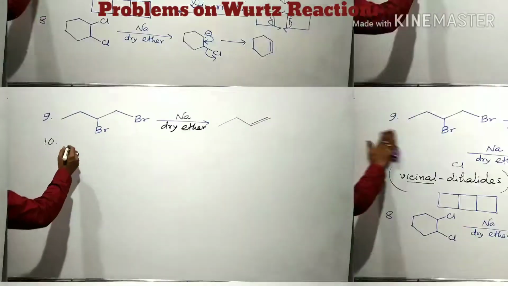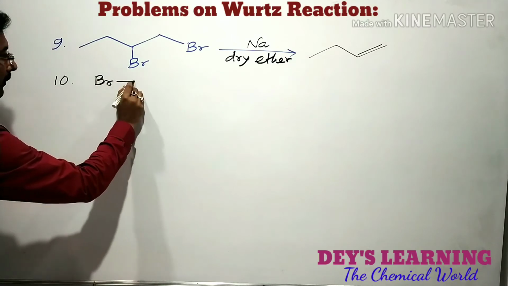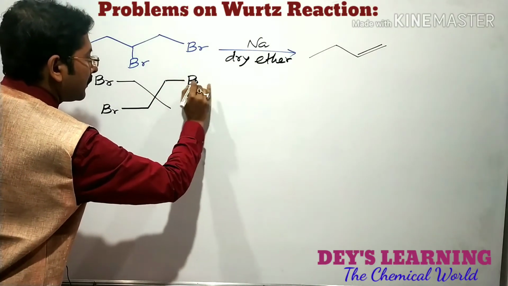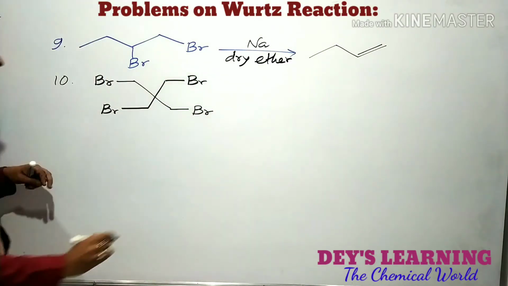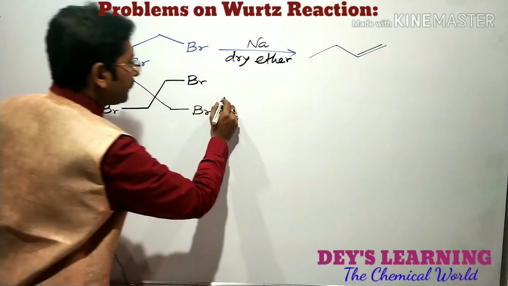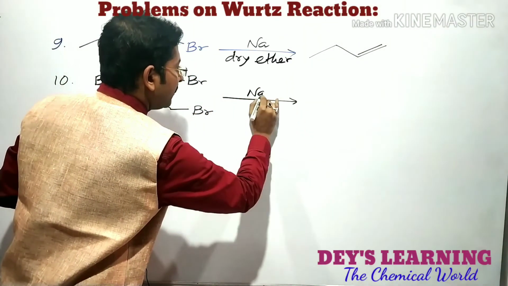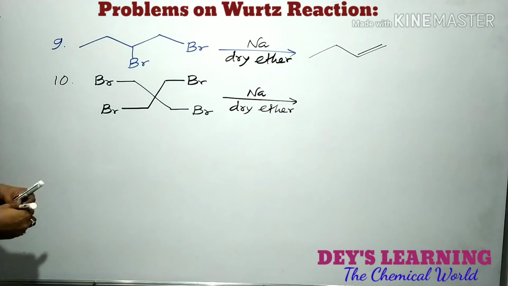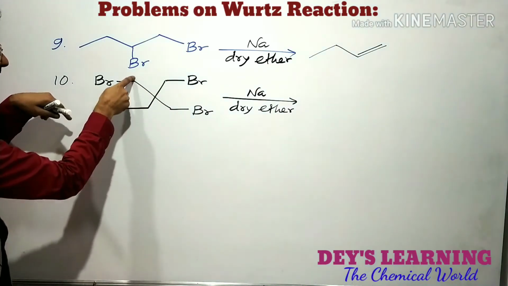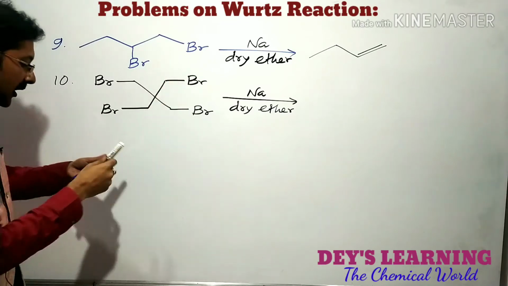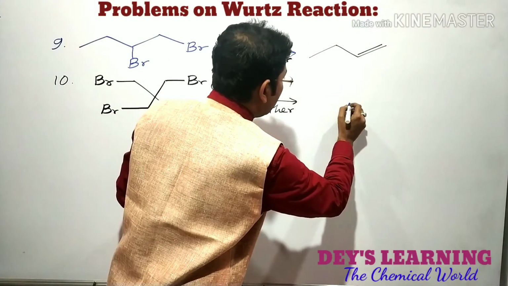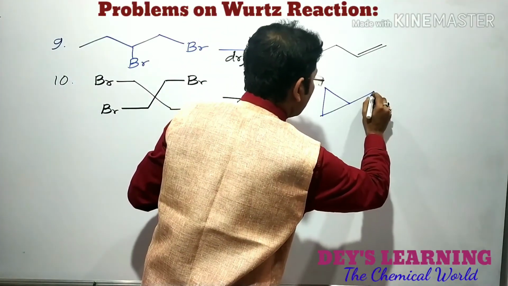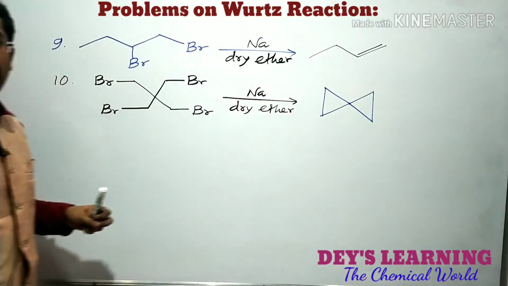Next example, look here. Example number 10. If we have a substrate like this, and we treat this molecule with sodium in dry ether medium, then what will happen? Free radicals will be formed here, here, here and here. These two will dimerize and these two will dimerize. So our product will be nothing but this one. This is a spiro compound, definitely.